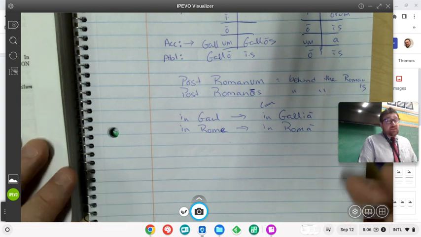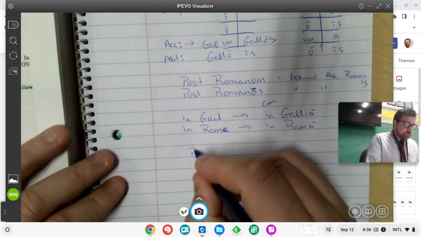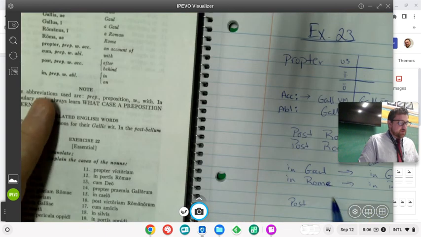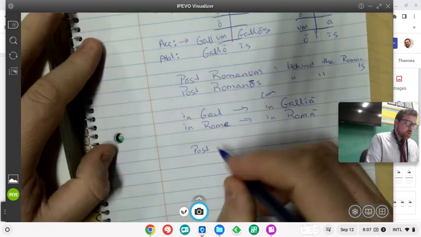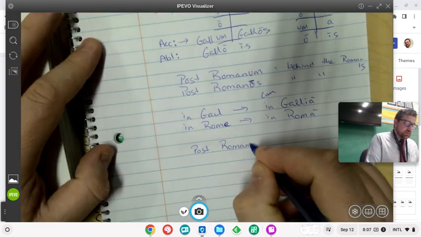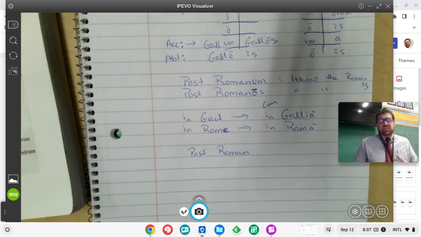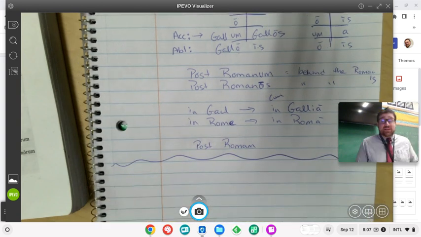But if something was behind Rome, like behind the city, we would say post, and Rome being a first declension word, we would say post Romam. We would use the accusative because post takes the accusative, and that's kind of the terminology we use. We say a preposition takes a certain case, meaning the thing that comes after it needs to be in that case.